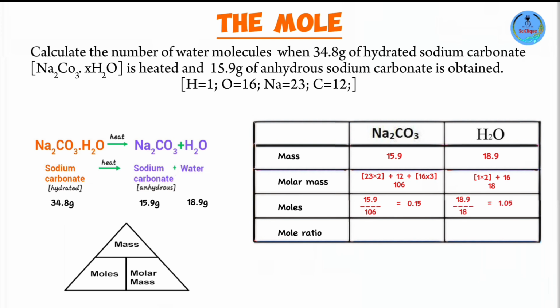Now moving on to our last step, the mole ratio. In the mole ratio, we're going to take a look at these two values, 0.15 and 1.05. Which is the smaller value? 0.15, of course. We are going to divide these two values by 0.15. So in the first case, 0.15 divided by itself gives you 1. In the case of water, we get 7. And that is our answer. We have 7 molecules of water.